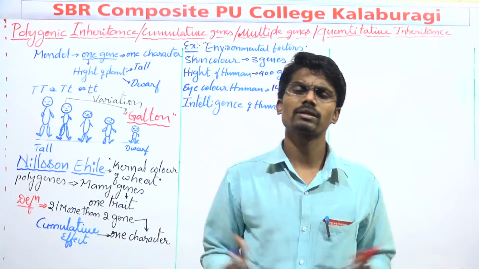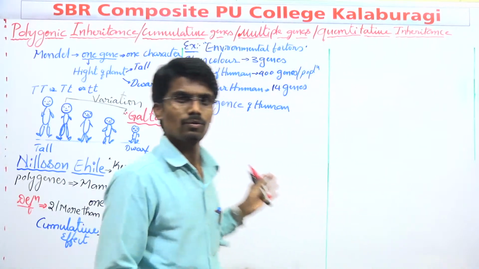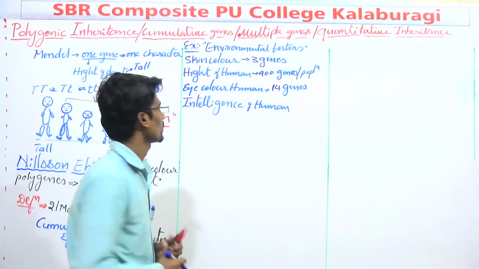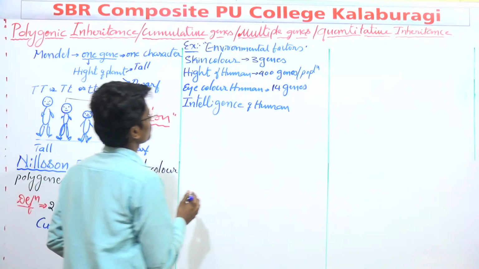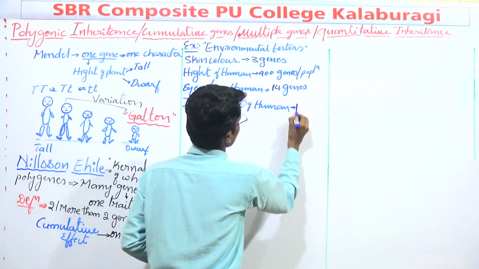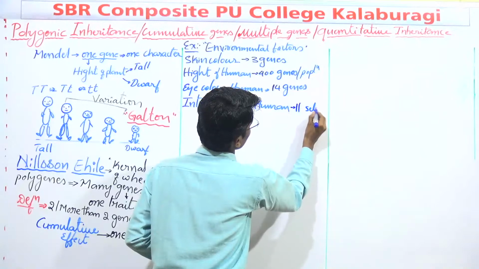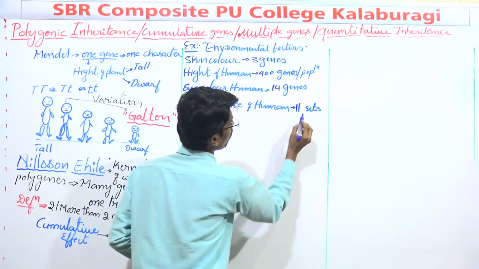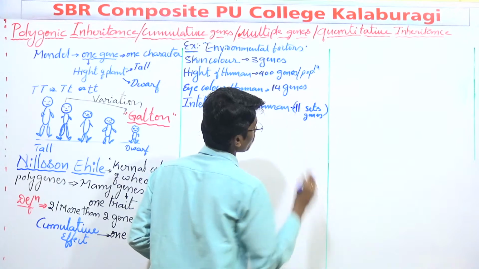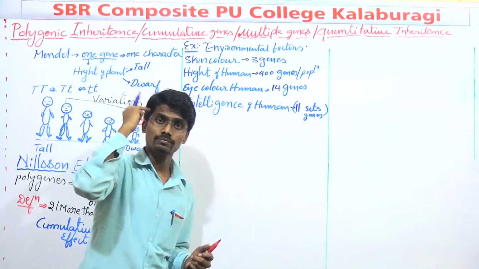Like this, many examples are present, and we can go through many of them. It will help you for your exam. And first of all, for human intelligence, it is under the control of what? 11 sets of genes. How many? 11 sets of genes are responsible for human IQ.